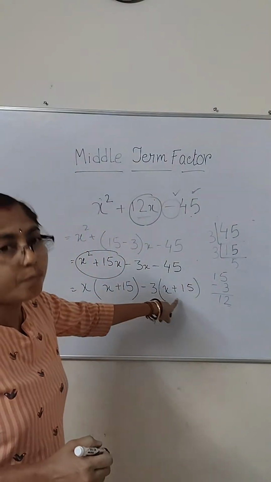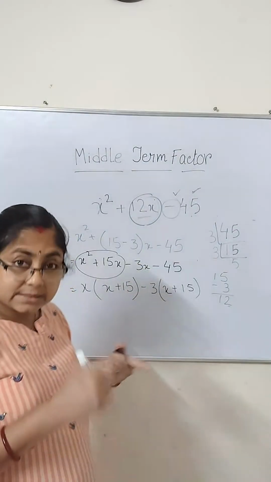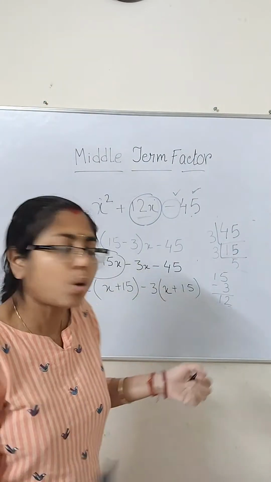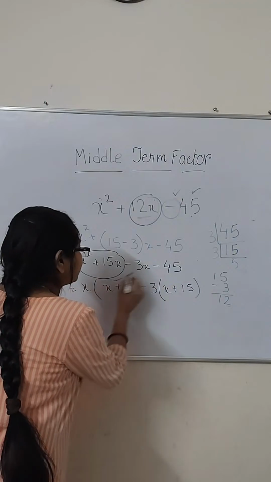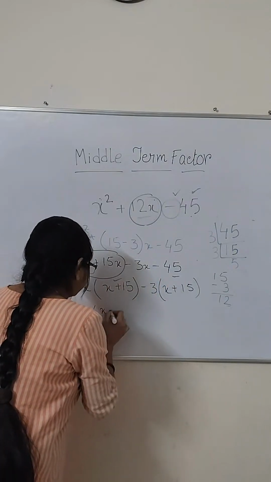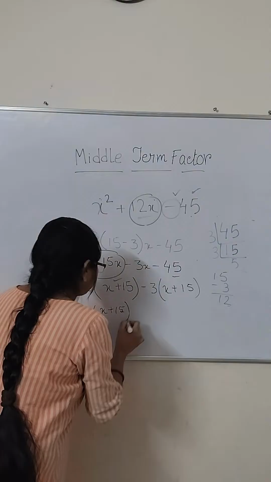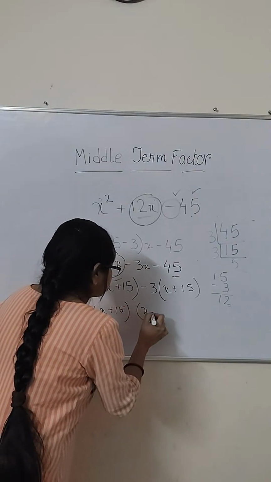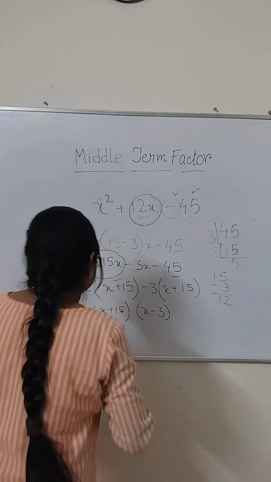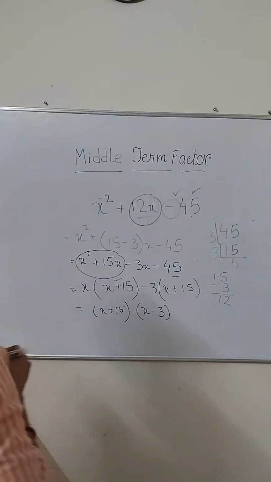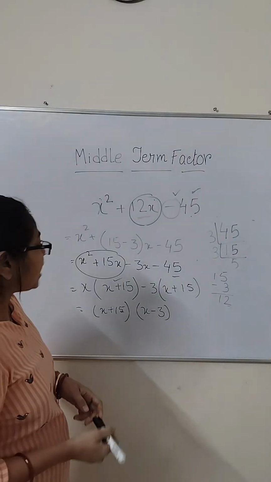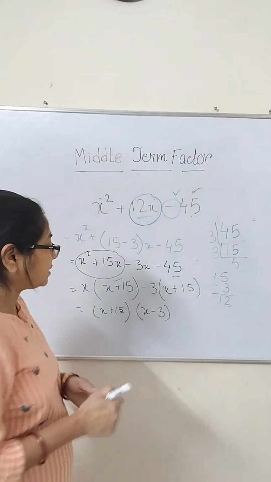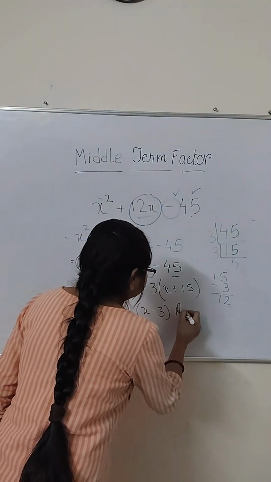And one more thing. If these two common parts are the same, it means your math is okay. So one is x plus 5, x plus 5. So I write x plus 5, not 15. And this one is x minus 3. x plus 5, x minus 3 is our answer.